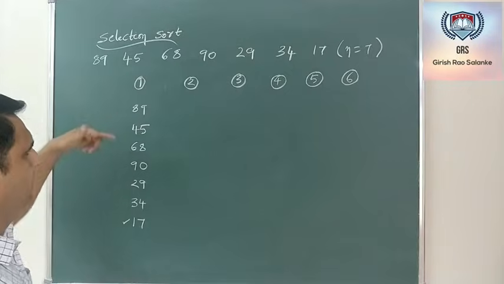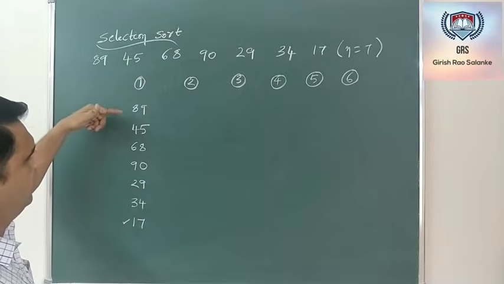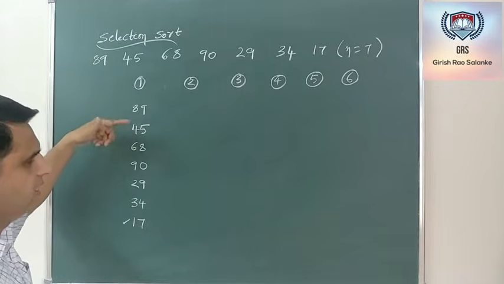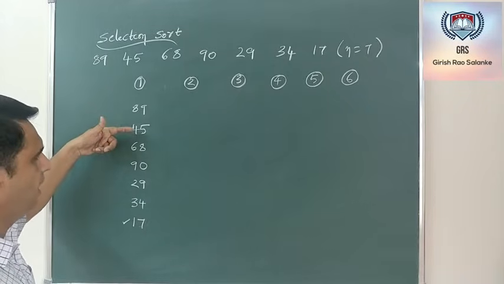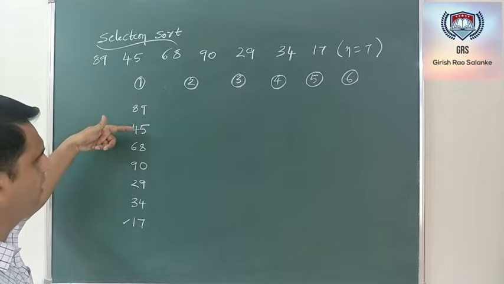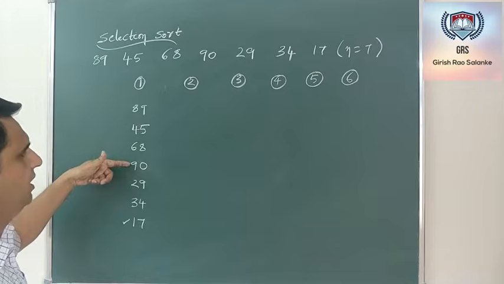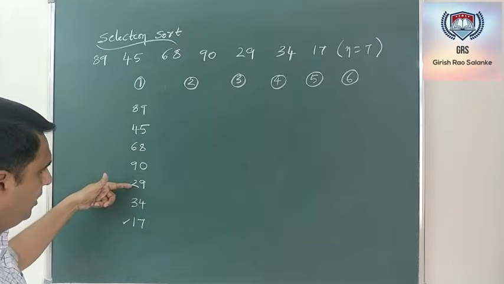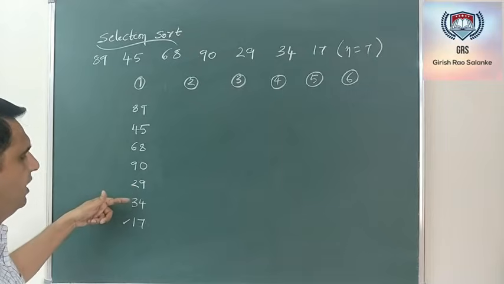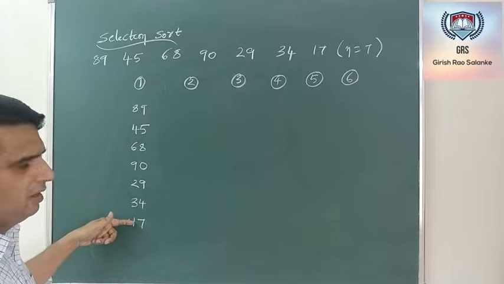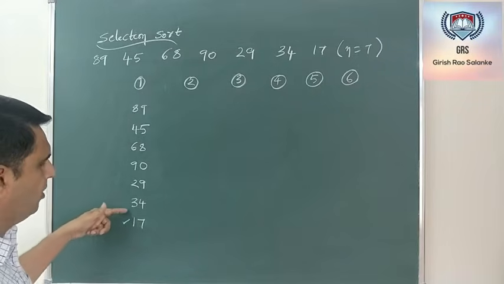So how exactly does the algorithm work? Initially, I take 89 as my first smallest element. I compare it with 45. If it is less, I change the minimum to 45. Now I compare 45 with 68. Minimum is 45. I compare 45 with 90. Minimum is 45. I compare 45 with 29. Minimum will be 29. I compare 29 with 34. Minimum is 29. I compare 29 with 17. Minimum is 17, so I got my minimum as 17.